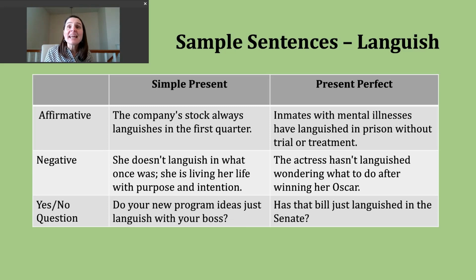Now, let's talk about the present perfect in yes or no questions. To do this, I start with have or has, then I have my subject, and then the participle form of the verb. Here's another example. Has that bill just languished in the Senate? Okay, so here, this could be that neglected and forgotten meaning again, or we can tie it back to that idea of it's not making progress, it's not being discussed or debated, it's not being brought before a committee, it's just stuck there.